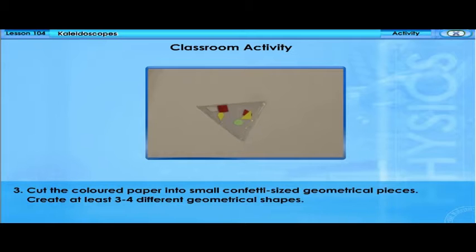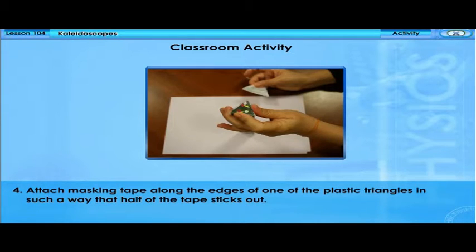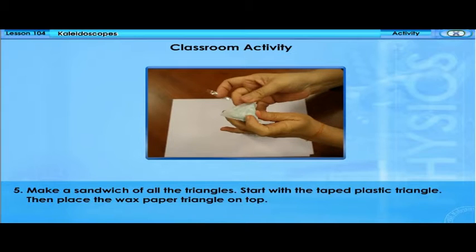Cut the colored paper into small confetti-sized geometrical pieces. Create at least 3 to 4 different geometrical shapes. Attach masking tape along the edges of one of the plastic triangles in such a way that half of the tape sticks out. Make a sandwich of all the triangles. Start with the taped plastic triangle.